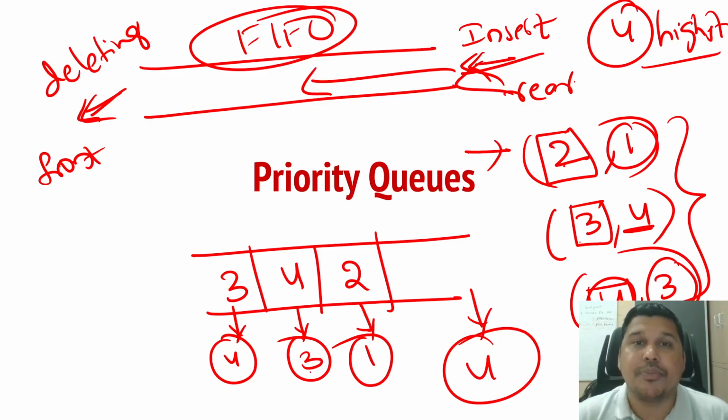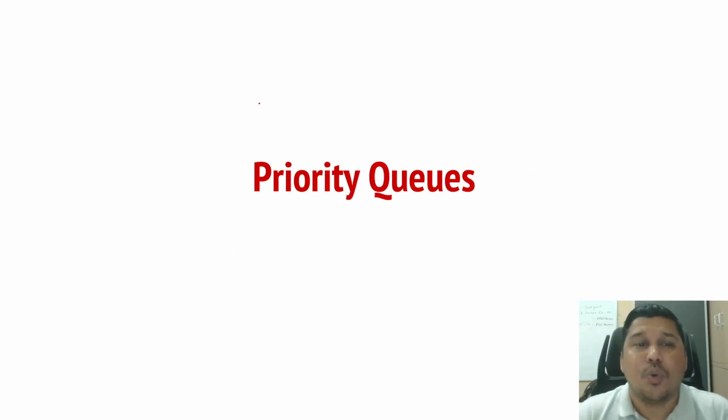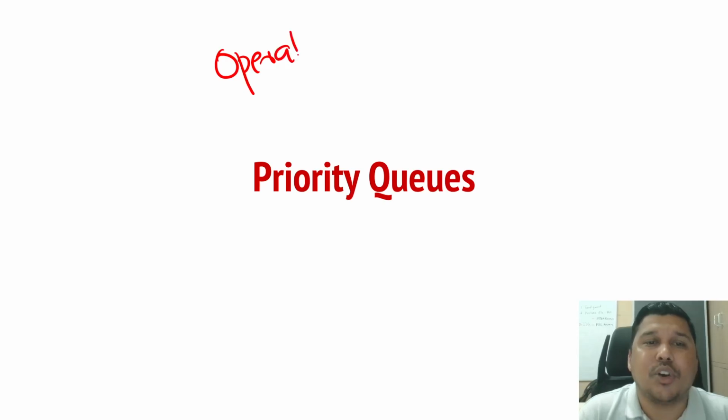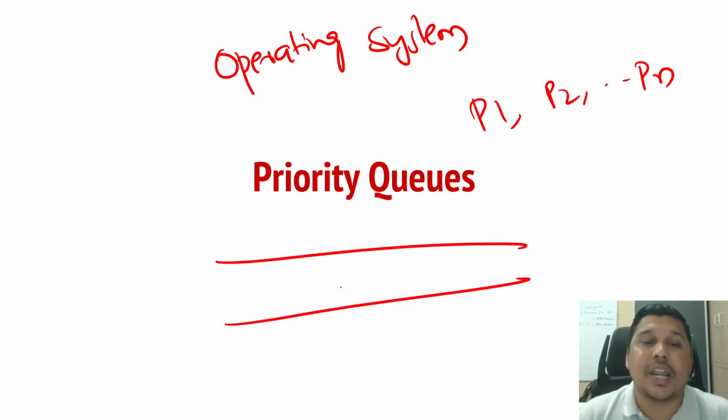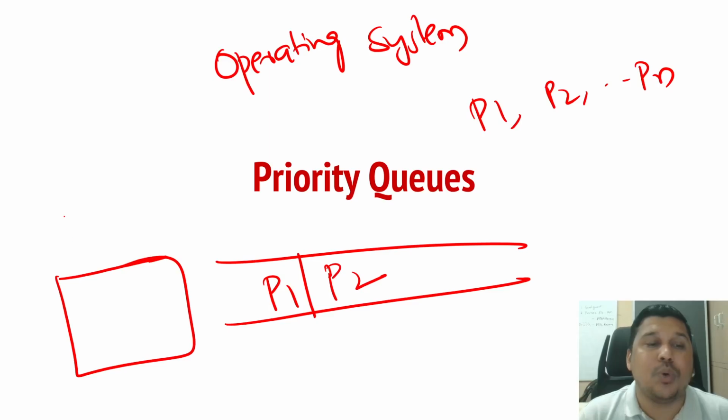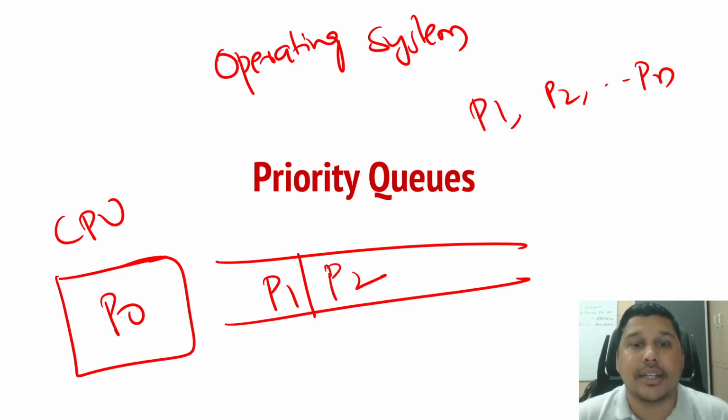Where do we use this? It has a lot of applications. One is in your operating system. There are so many processes, P1, P2 and so on up to Pn. Some P1 is running, P2 is waiting in the queue. Your CPU is executing maybe process P0, but suddenly a high priority process came, P3, which is very important, and I have to execute this.